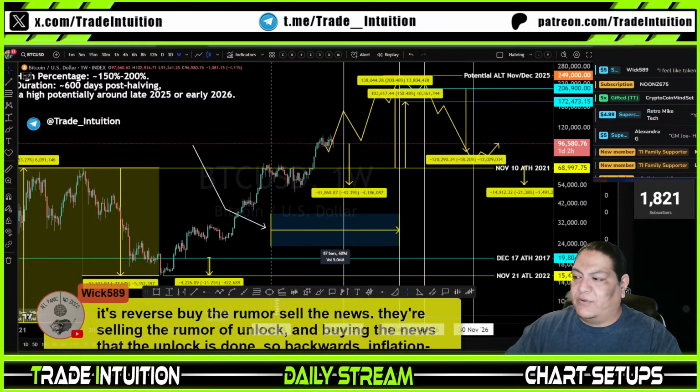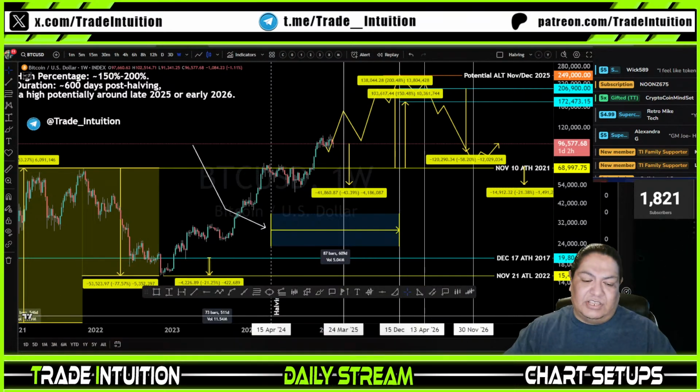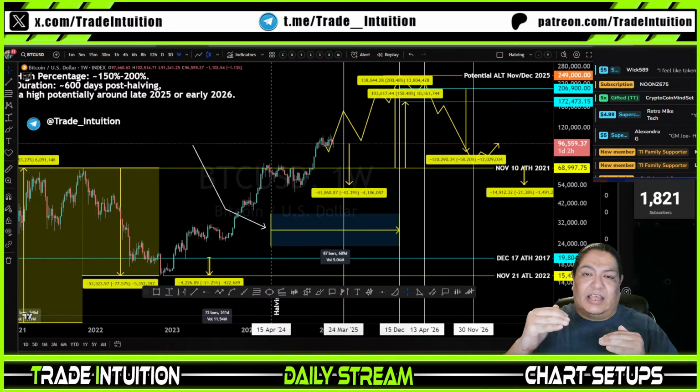Let's see here, it's reverse, but the rumor sells the news. They're selling the rumor of unlocks. Okay, so that's another thought process. I'm buying the news. Okay, so that's completely different from what I interpreted from that statement. So here's another thought process when it comes to token unlocks.